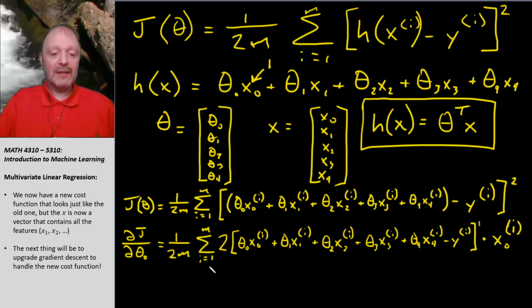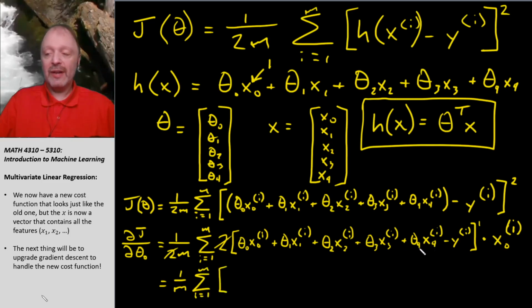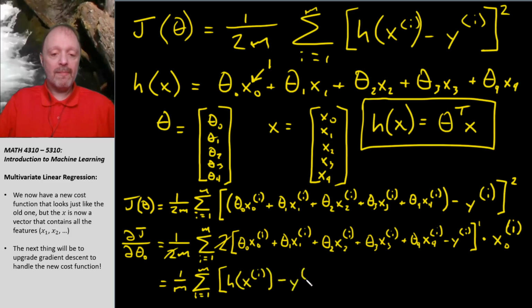I can write it a lot more compactly if I want to. These 2's are going to cancel, right? That's why we did 1 over 2m in the first place. This is going to become 1 over m summation i from 1 to m of, well, all of this is just the h of x, right? So this is h of x i minus y i, bracket, times x sub 0 i. Okay, so that is the partial of J with respect to theta 0. This is what we get right here.